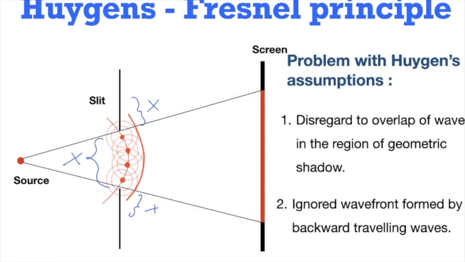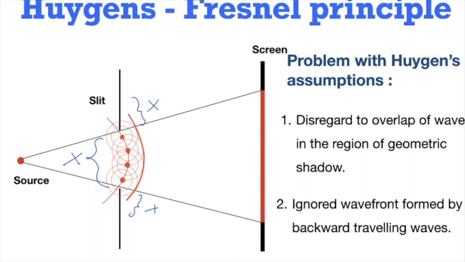First one, disregard to the overlap of waves in the region of geometric shadow. Fresnel introduced the idea of interference of these secondary wavelets, which justified the presence of light in the geometric shadow region. So you see here the blue crosses are indicators of the area which was eliminated or not considered by Huygens theory.